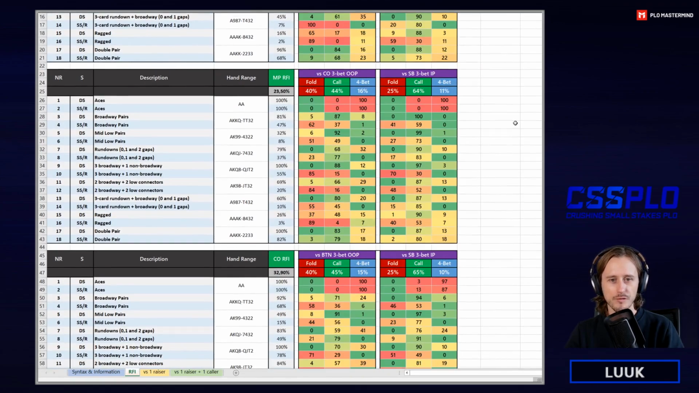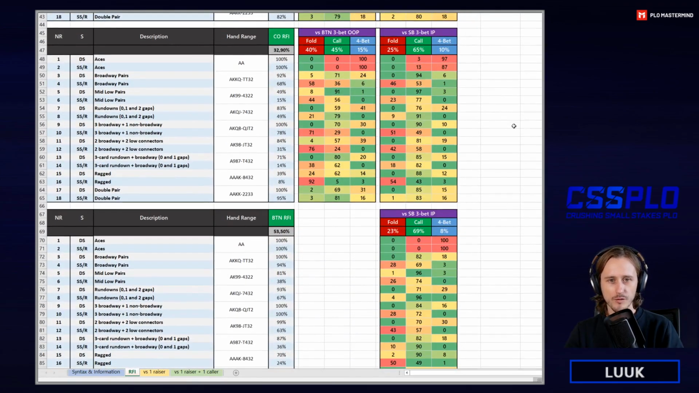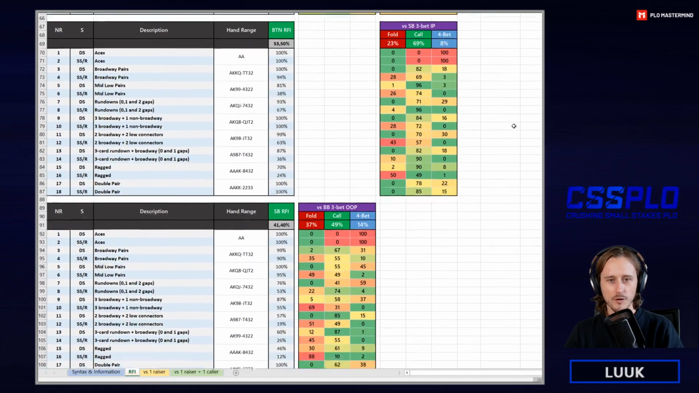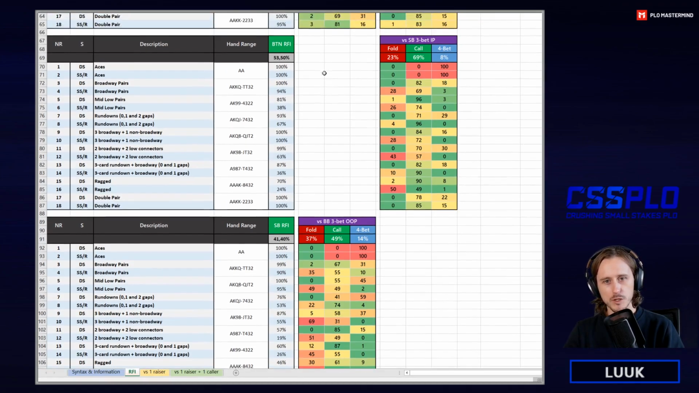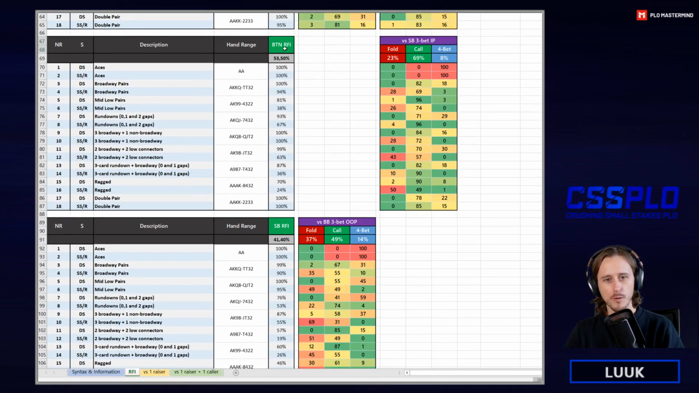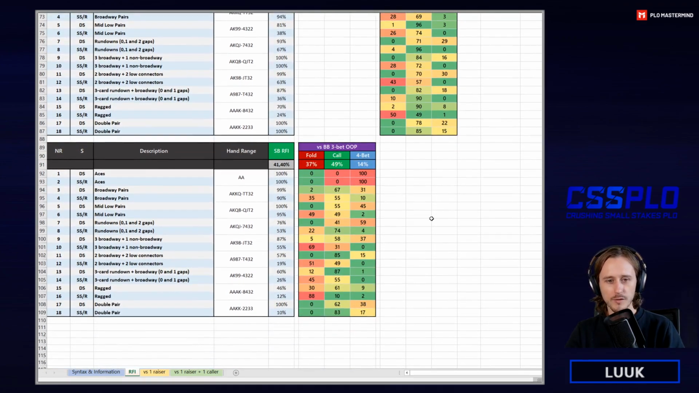So here in the middle we have MP RFI, scroll down we have cutoff RFI, we have button RFI and small blind RFI. You might notice here the gap, which basically means that if we open raise from the button and we get 3-bet, we're always going to be in position, which is here. So we cannot be out of position, and therefore the section versus 3-bet being out of position is empty here. The same goes for small blind, but then the other way around. If you open raise from the small blind and the big blind is 3-betting you, you're going to be out of position and you cannot be in position, so there's no response versus in position here.